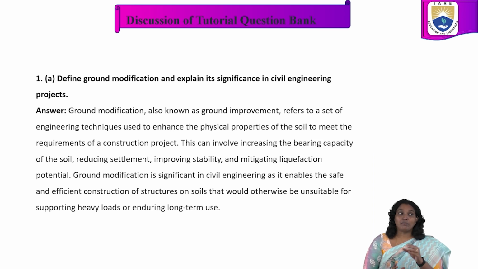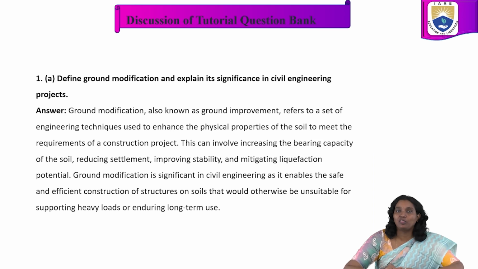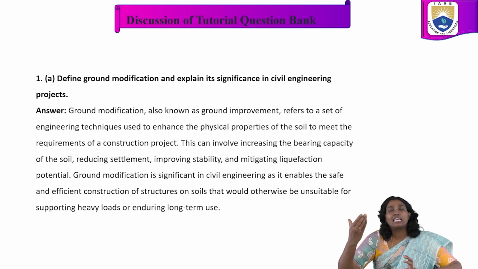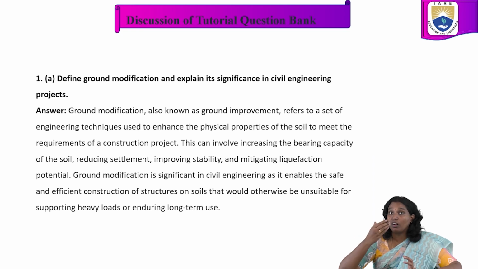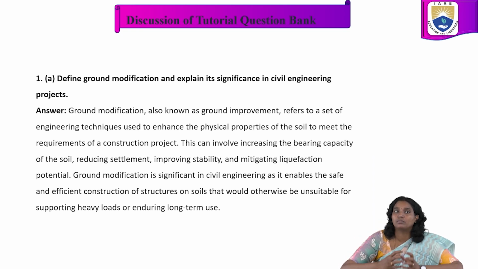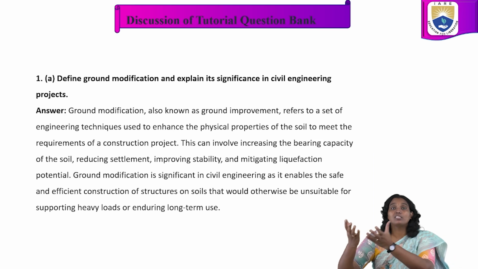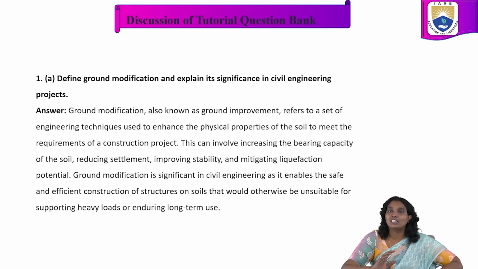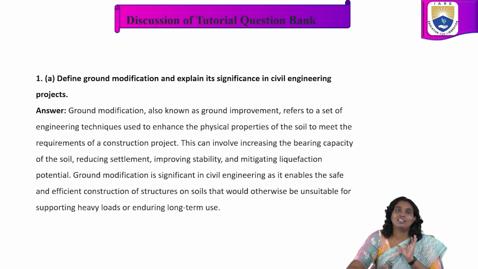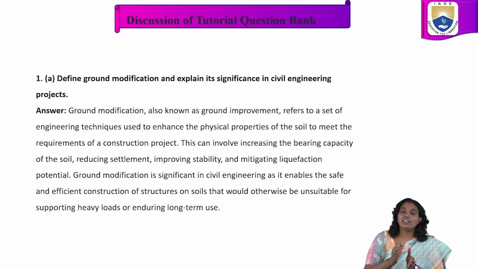Sometimes we may reduce plasticity to get better results. So it is not improvement in every property, but improvement in terms of strength. Whether we increase the property value or decrease that particular property, as long as it gives the desired property for the construction work, that is modification. So here, define ground modification and explain its significance in civil engineering projects.